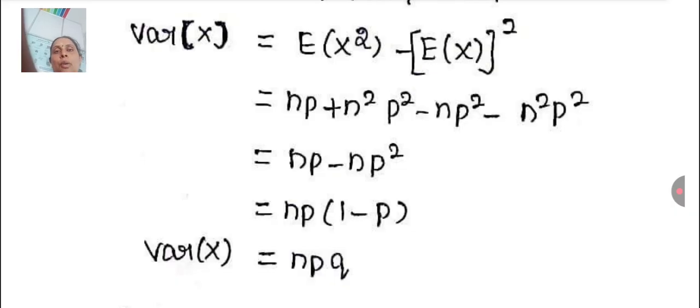So here the moment generating function is (q plus pe power t) whole power n, the mean value is np, and the variance is npq. So this is the binomial distribution: moment generating function, mean and variance.